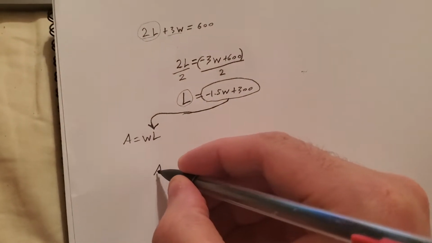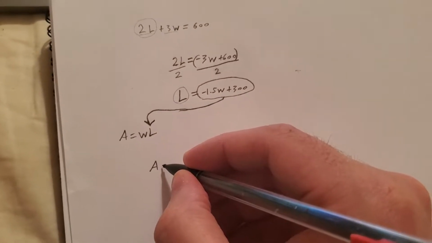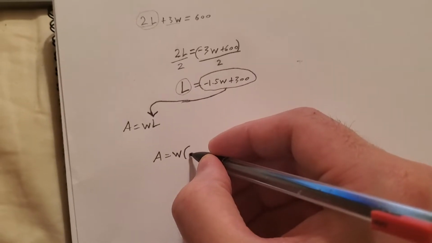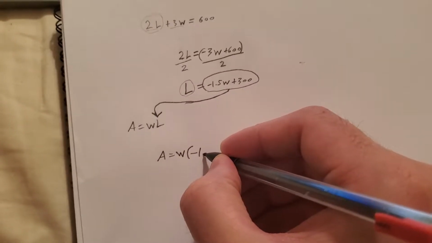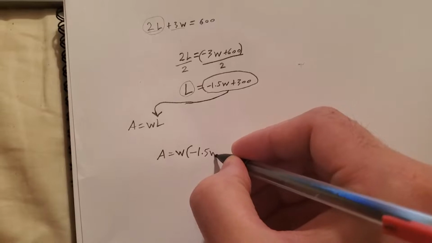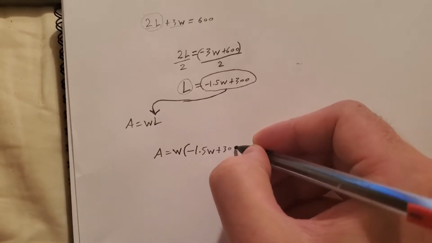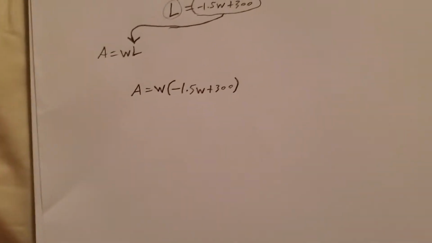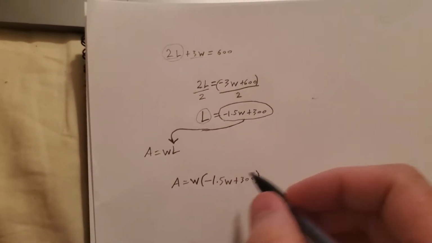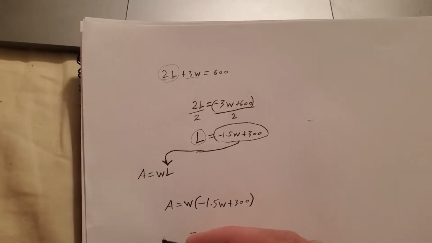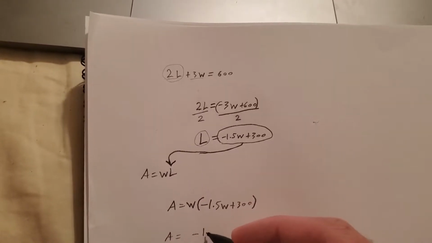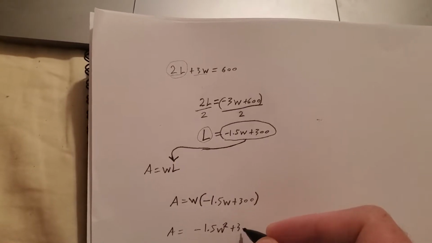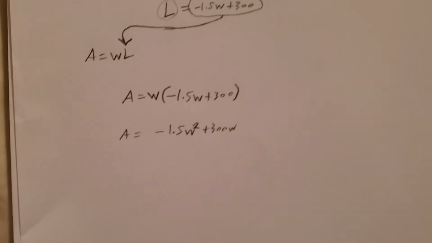Okay, so we're going to have area equal to W times length, which in this case we're going to write as the expression of length. And from here, to find the area, I'm really just going to take this and multiply it across. So we're going to have area equals negative 1.5 W squared plus 300 W. And this right here is a quadratic equation.